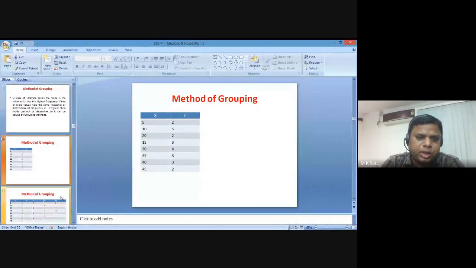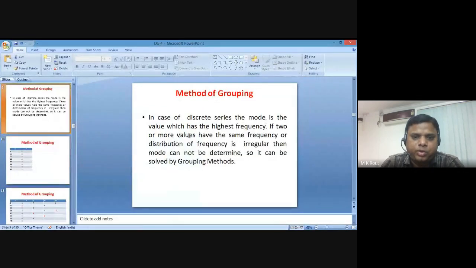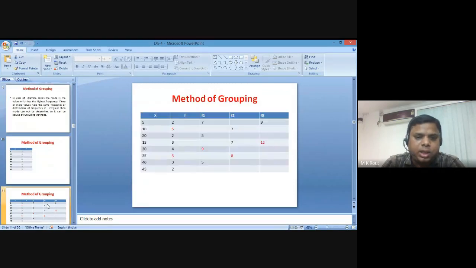Okay. So that's why, as per the definition, if 2 or more variables have the same frequencies, that means 10 and 35 have the same frequency, or the distribution of frequencies is irregular, then the mode cannot be determined directly. So you can calculate the mode with the help of the grouping method.